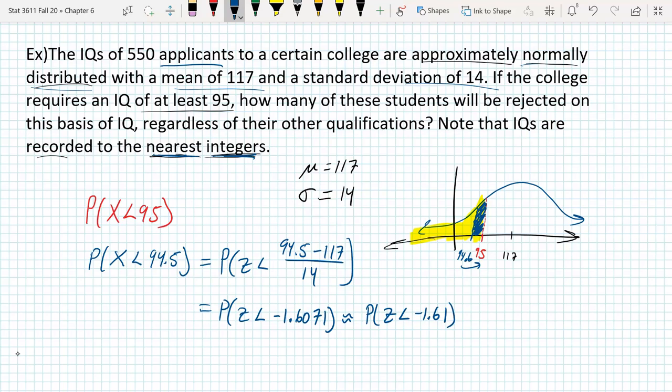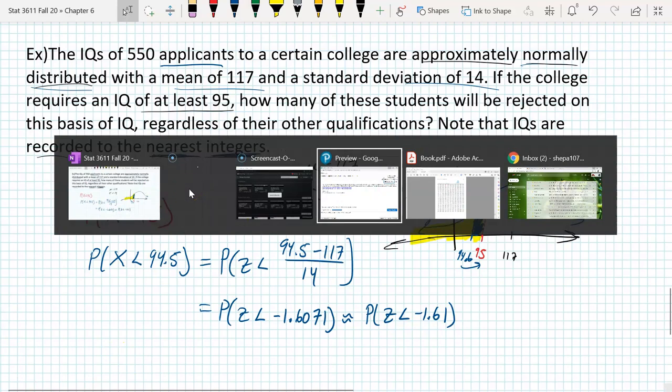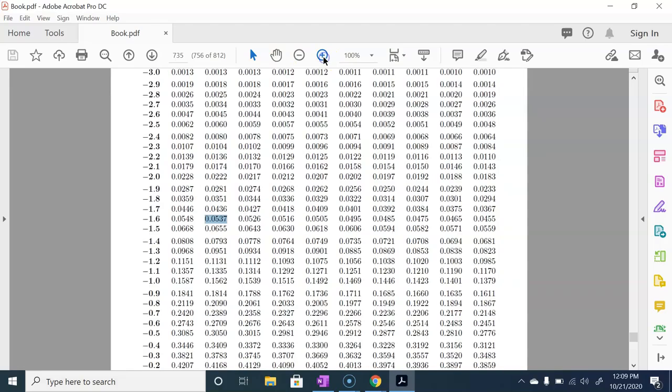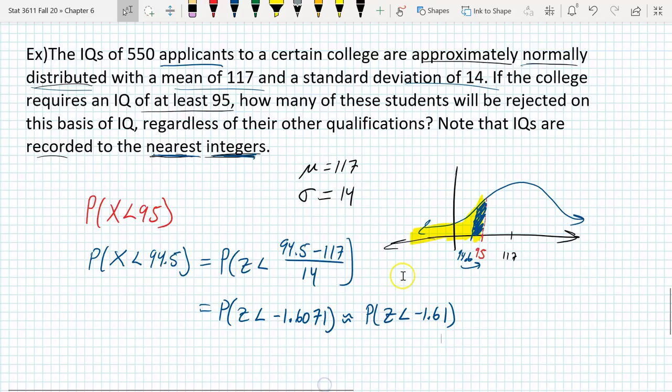So let's go ahead and take a look at what that is in our table if we can real quick. Let's see here. Got to get our probability table out. And here we go. What did I say? Negative 1.61. Here's negative 1.6. The 1 is about 0.0537 right there. Let's zoom in so we can read that better. 0.0537. So let's go ahead and work with that.